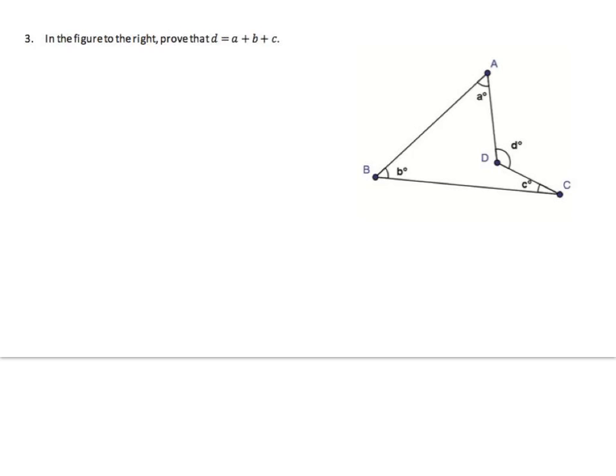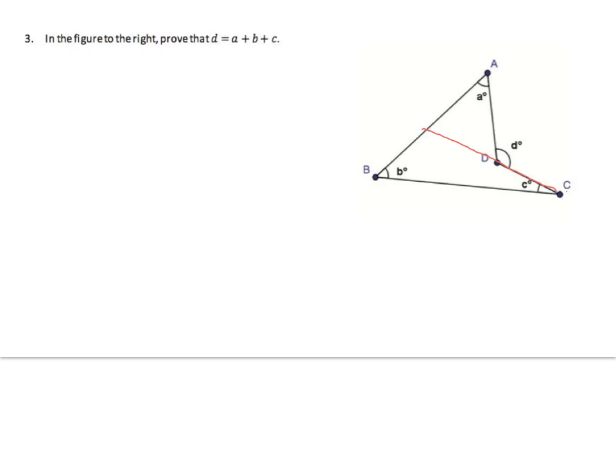Okay, last example to go through with you guys. In the figure to the right, prove that D equals A plus B plus C. I think I'm going to need to split this thing up into some angles to give myself a few triangles. So I'm going to split this up here and maybe give you guys a few pointers and see if you can do it on your own. Goodness, I would use a straight edge. I can't on my iPad though.